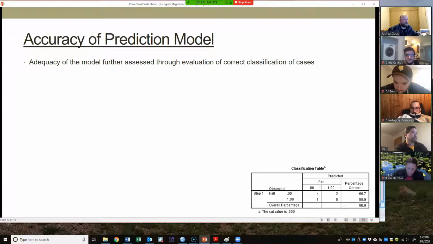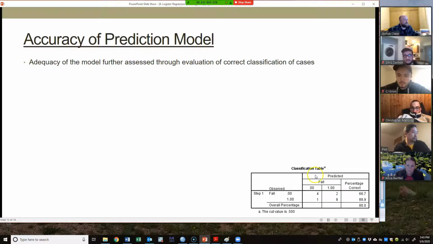So here is a classification table for this example that we've gone through, and my cut value is 0.5. If I'm at or above 0.5, I'm going to say yep, it's a fall. If I'm less, I'm going to say no fall. And based on my results here, my model is about 80% accurate.